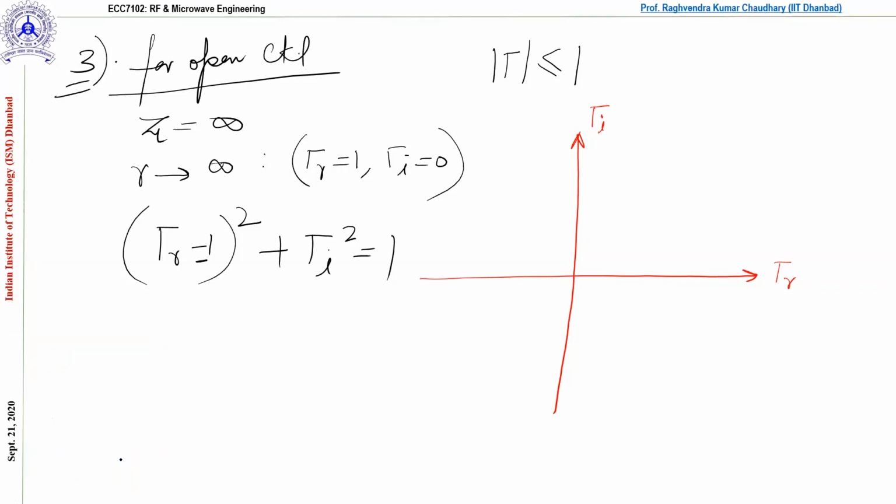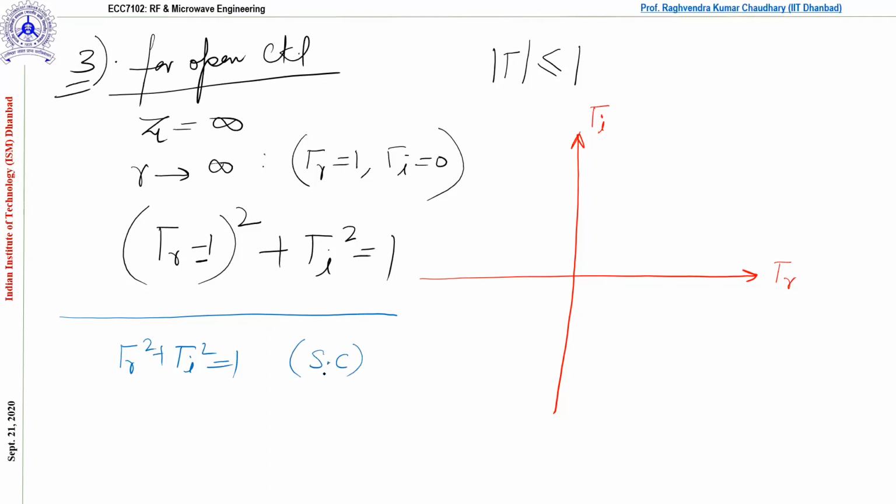Okay. So what was the first circle? Remember, for the short circuit. I'm just writing the summary here. So for short circuit, the circle was gamma R square plus gamma I square is equal to 1. This is for short circuit.